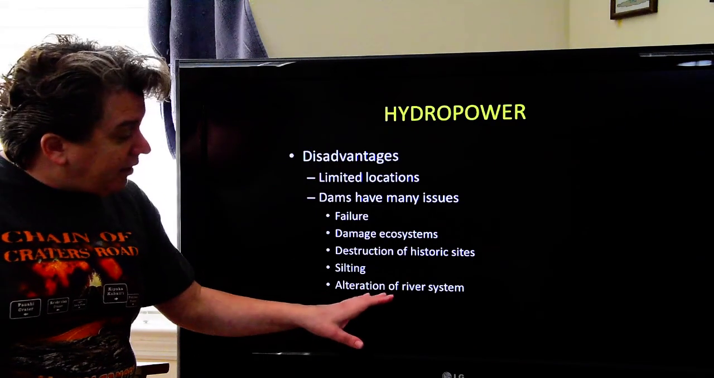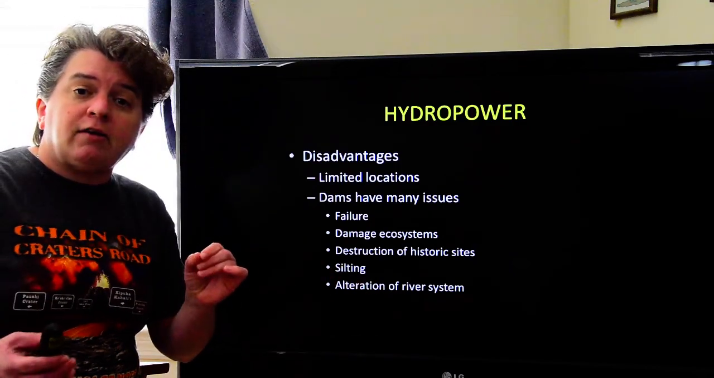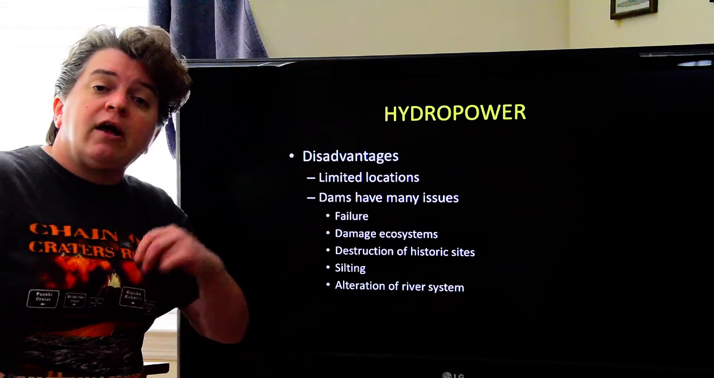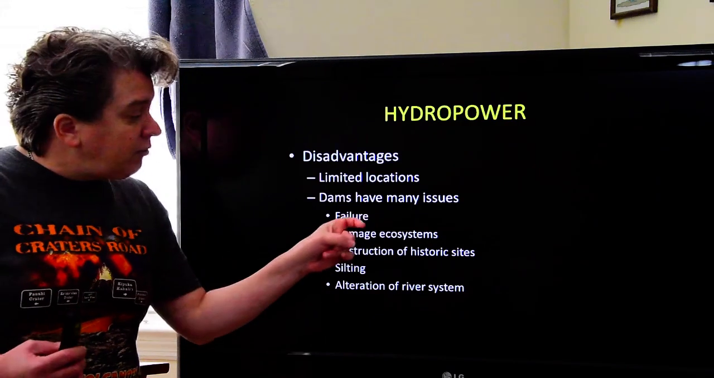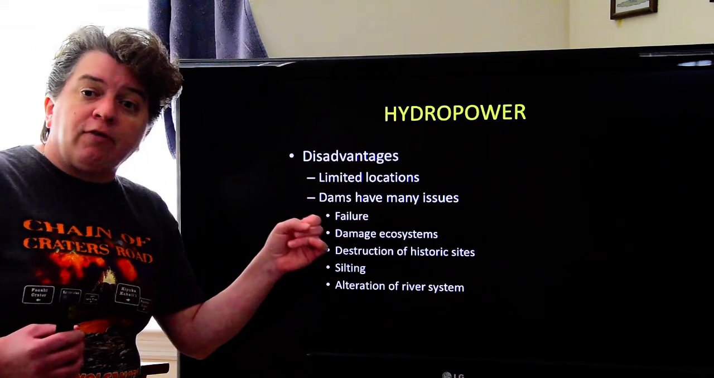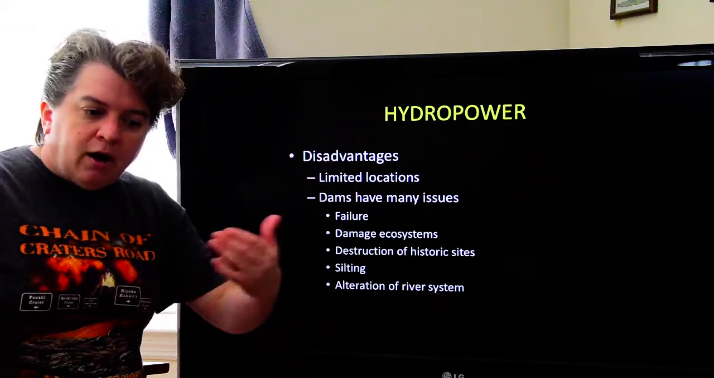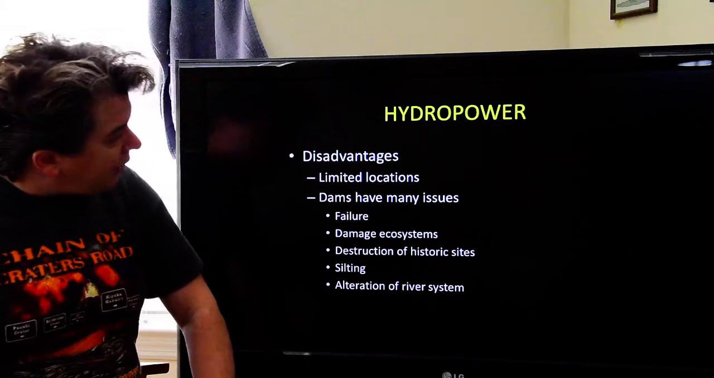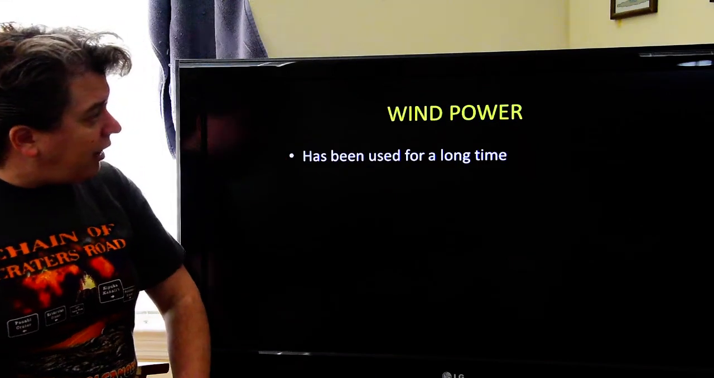We talked about silting of dams when we talked about flood control dams, the buildup of the sediment behind them. And they can completely alter a river system because they can start affecting where erosion and where deposition happens on the river system. So they don't just alter the life on the river, but also physically alter the way the river behaves. So again, there's positives and negatives to hydropower.